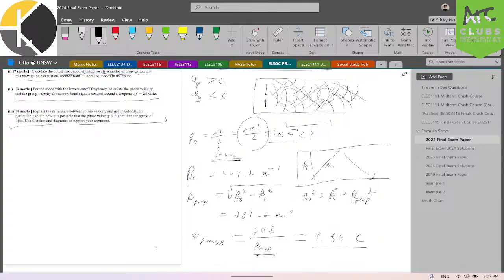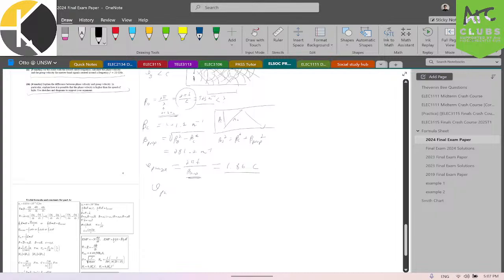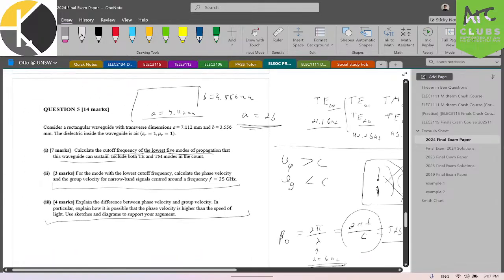This phase velocity will actually be equal to just c times beta naught over beta prop, which is equal to c divided by cosine theta, where theta is this propagation angle, right? So this answers the question about phase velocity.